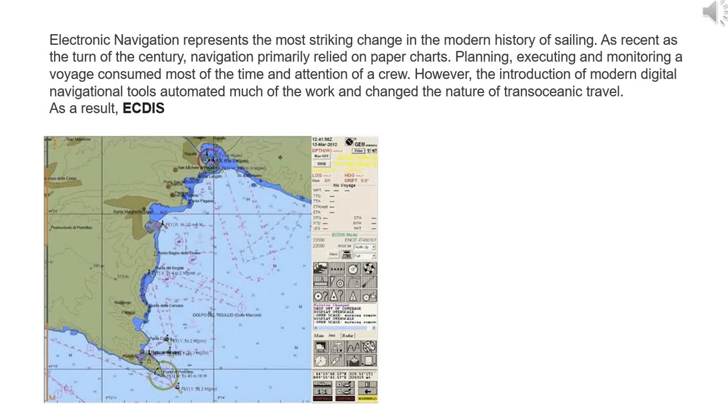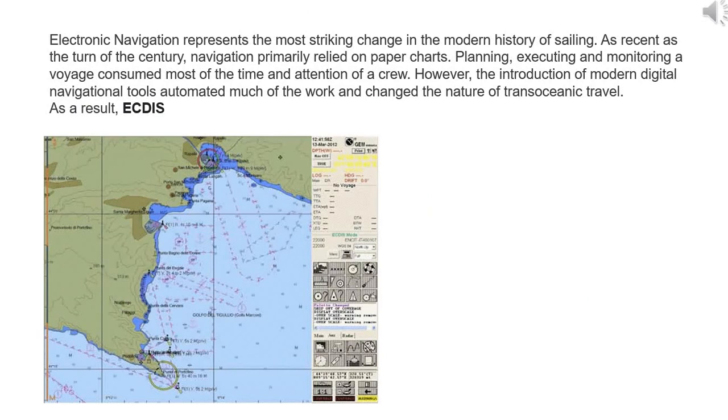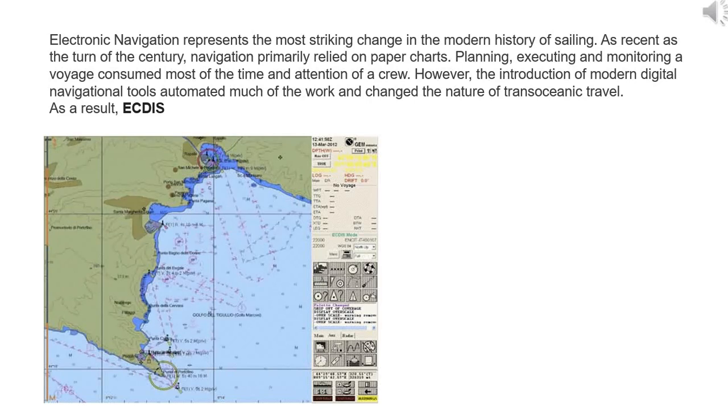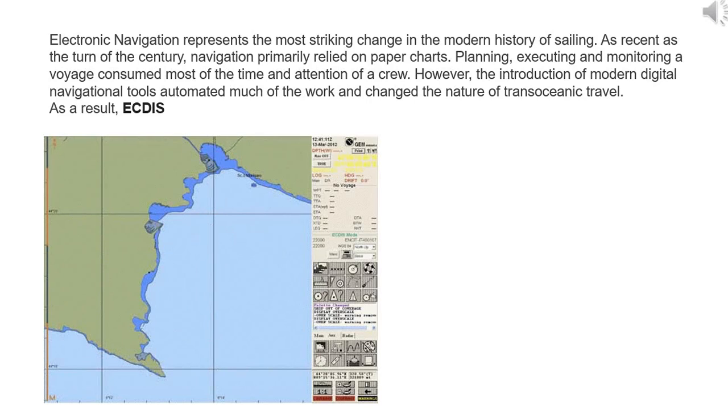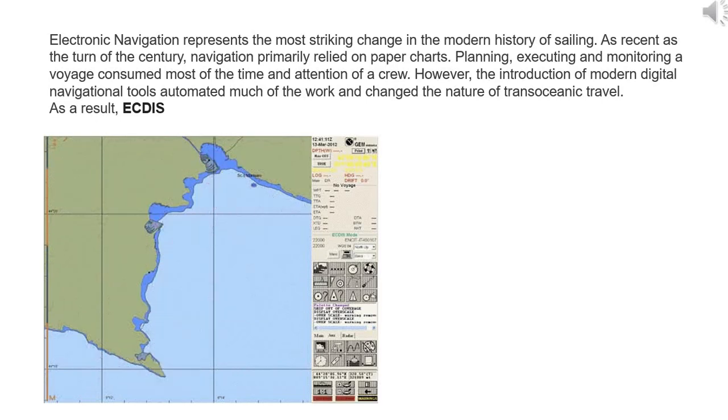Electronic navigation represents the most striking change in the modern history of sailing. As recently as the turn of the century, navigation primarily relied on paper charts. Planning, executing and monitoring a voyage consumed most of the time and attention of a crew. However, the introduction of modern digital navigational tools automated much of the work and changed the nature of transoceanic travel.